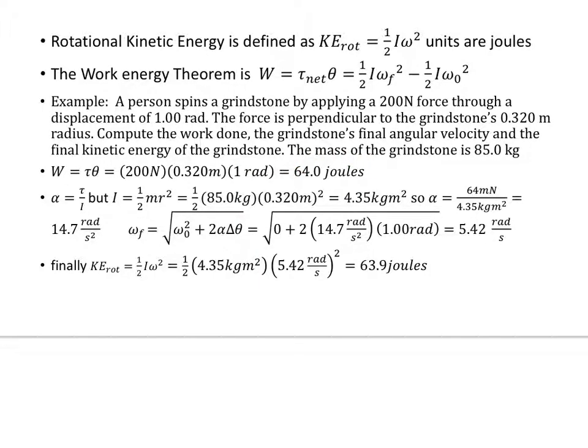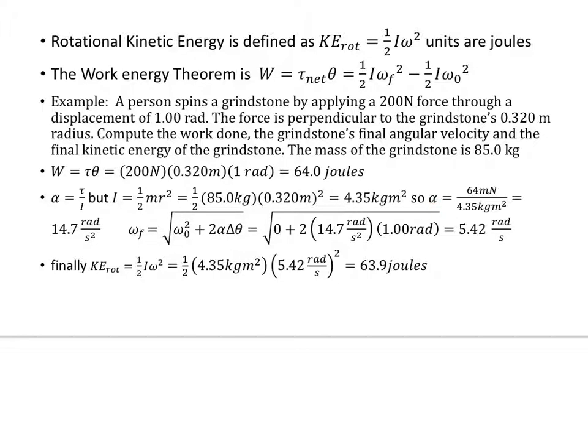Okay, now to find the grindstone's final angular velocity, we first must compute the angular acceleration. So we're going to go to the rotational equivalent of Newton's second law, which says that the angular acceleration is equal to the torque divided by the moment of inertia. Okay, so that means we've got to compute the moment of inertia. Now the grindstone is a disk, so we're going to be using 1/2 mr squared. So we have 1/2, 85 kilograms, the mass of the grindstone, times the radius squared, so that comes out to be 4.35 kilogram square meters.